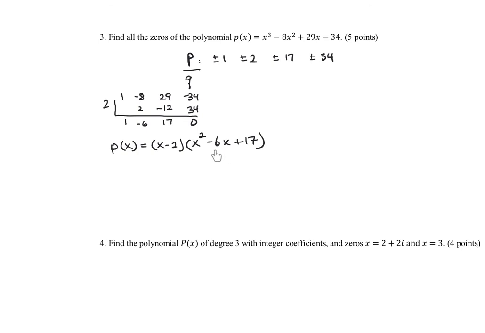Now, sometimes this quadratic factors easily, sometimes it does not, and we have to use the quadratic formula. In this case, we need to use the quadratic formula to find the remaining 2 zeros. So the opposite of b is positive 6. And then b squared would be negative 6 to the second power, which is 36, minus 4 times a times c, divided by 2 times a.